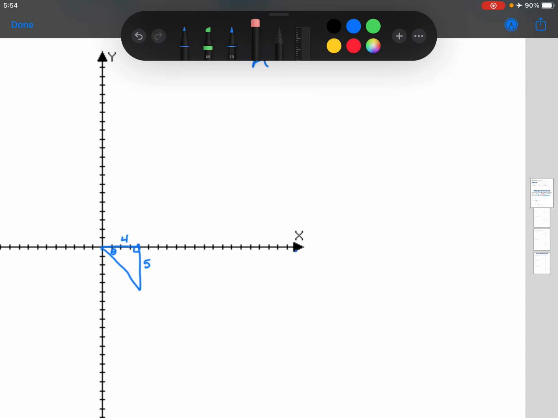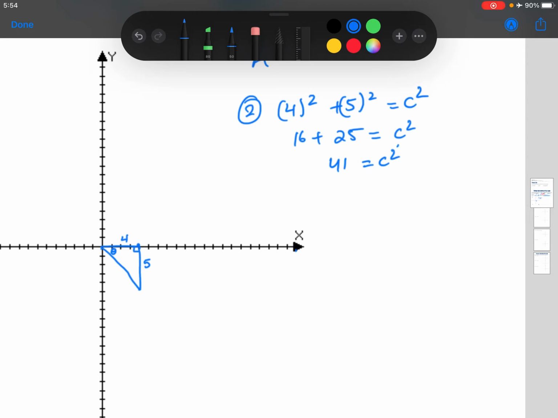So now what do we do? Always drawing the picture is your first part. The second part is to do what? Use the Pythagorean theorem to find the third side of a triangle. Remember, your c square is missing, so it's going to be 4 square plus 5 square equals c square. So 16 plus 25 is what? 41. So c is equal to square root of 41. So it's the hypotenuse. We're just going to take the principal root.